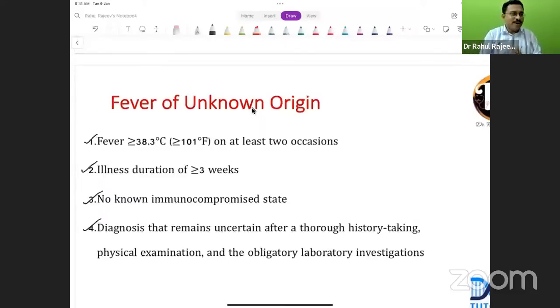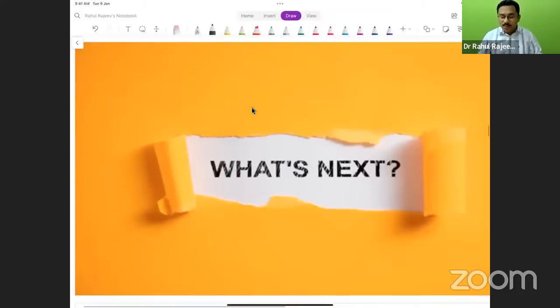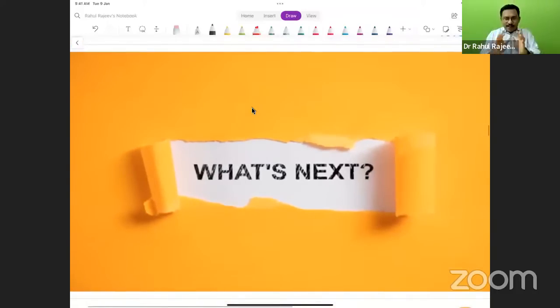So now all of you, my dear students, do you agree that this is a fever of unknown origin? Yes or no? Yes. Now you tell me, where are we placed? What next? This is what I want to know from you. If you are the clinician at this point of time, what are you thinking about and what should be the next step? So Atira is saying hemorrhagic leukemia is possible. So what should I do next? That's the question. What's next?